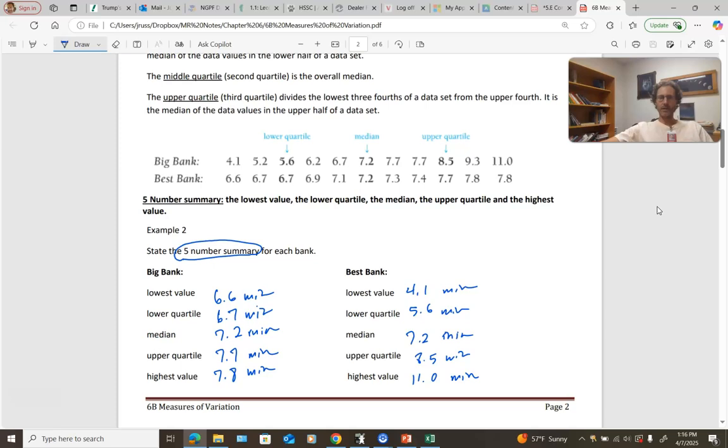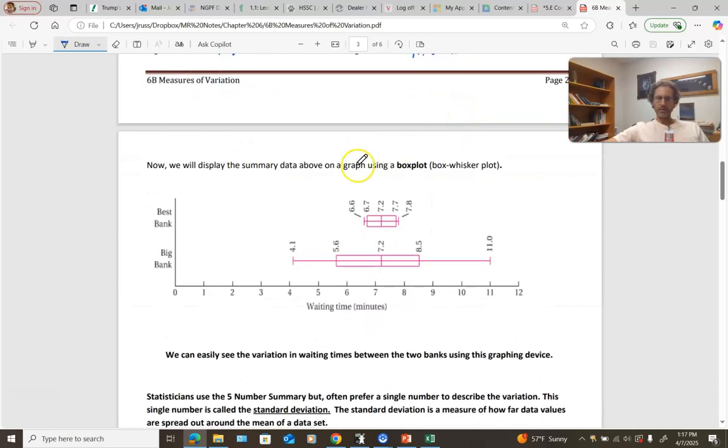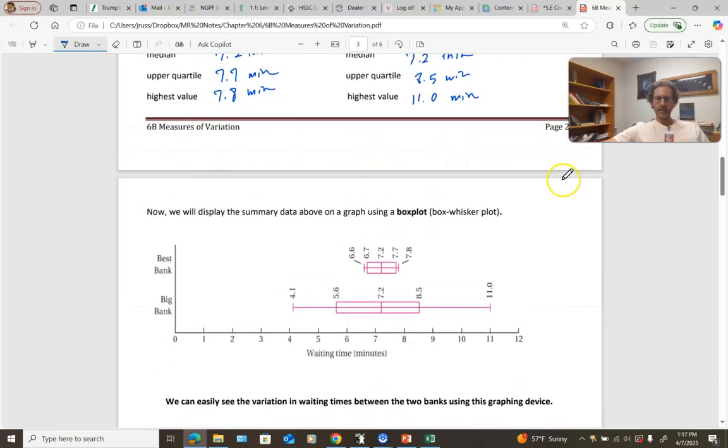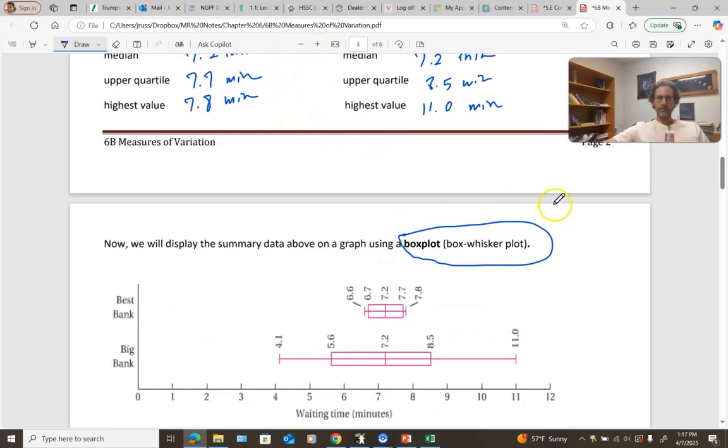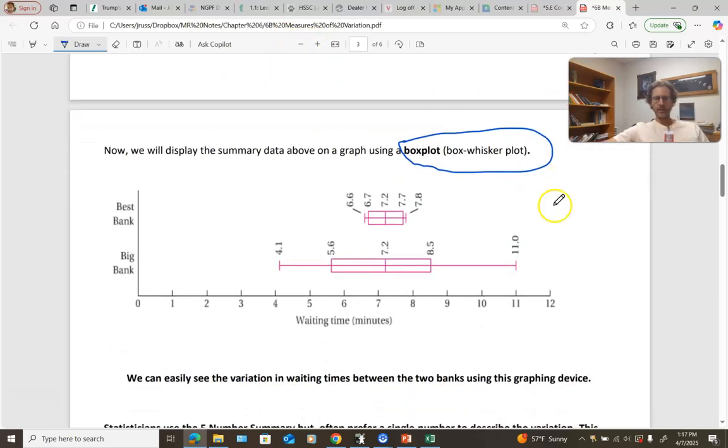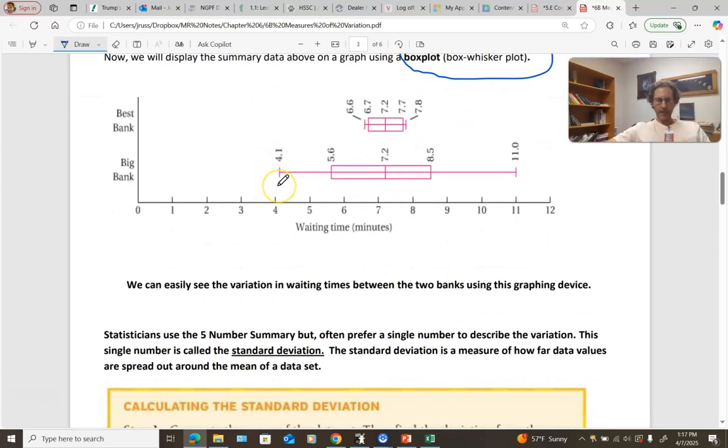All right, so now let's talk about something else that's related to this 5-number summary. We have this 5-number summary, and we want to show this graphically. The way you can do that using those same two data sets is you can make what's called a box plot, or a box and whisker plot. Now you're not going to have to make one of these for your project, but I do want to talk about it because you do need to have seen it.